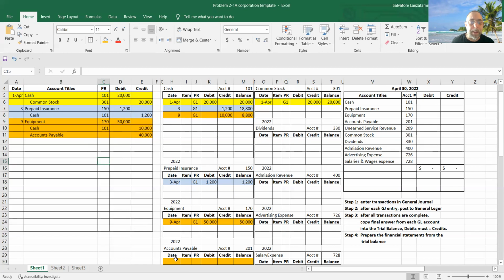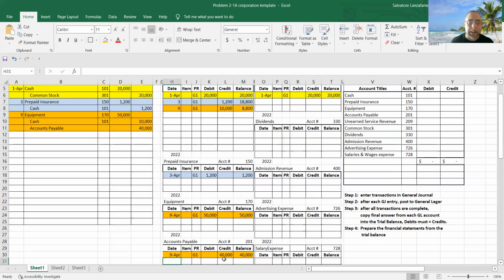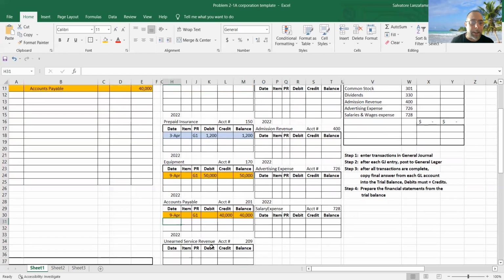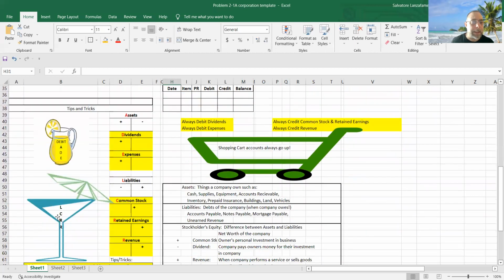Then find accounts payable. The date, April 9th, nothing in the item column. G1, we are crediting accounts payable for $40,000 and our new balance is a 40,000 credit balance. Remember, accounts payable is a liability, and a liability is a credit account. The first time you use a credit account, it had better be a credit. The first time you use a debit account, it had better be a debit.